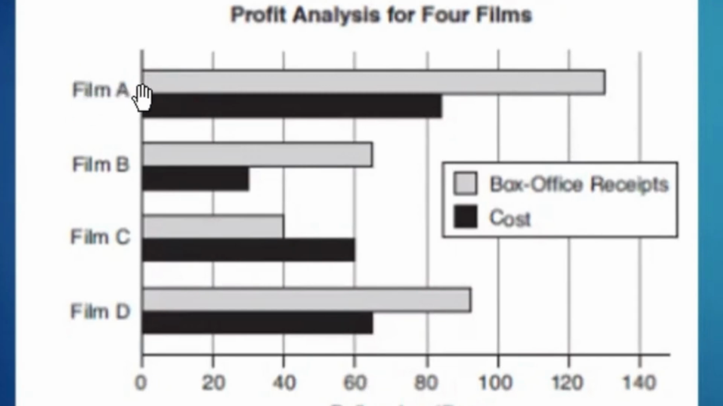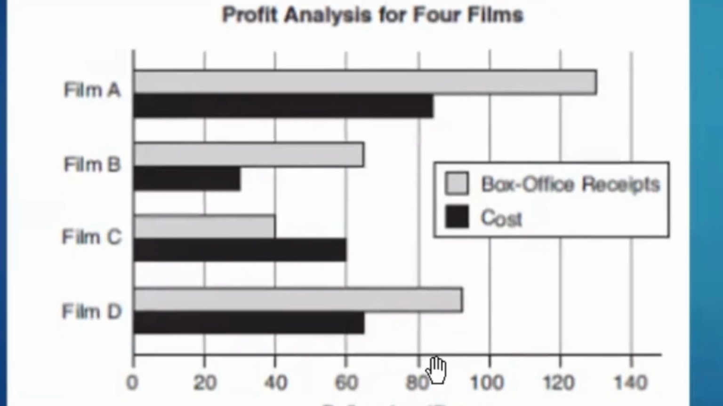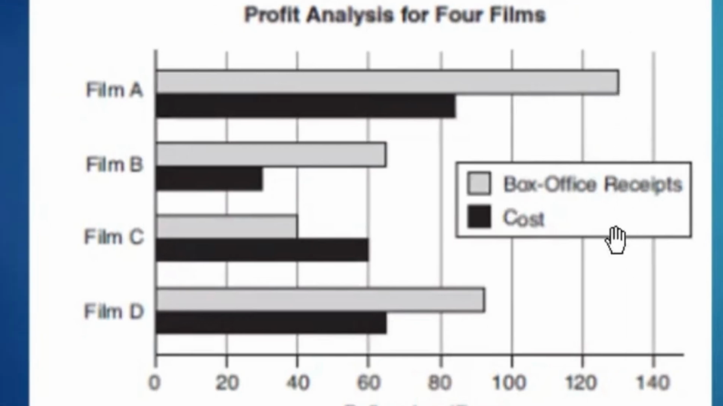Okay, let's practice a little bit more and look at film A. So we see that the cost bar ends right here. So we follow that down to the x-axis. That's, I don't know, around 80, 83, 84. Okay, 84 million. Well, let's go with 84 as the cost to make film A, and film A brought in, we're going to follow the top of the bar down to the x-axis, and we're looking at, say, around 130 million.